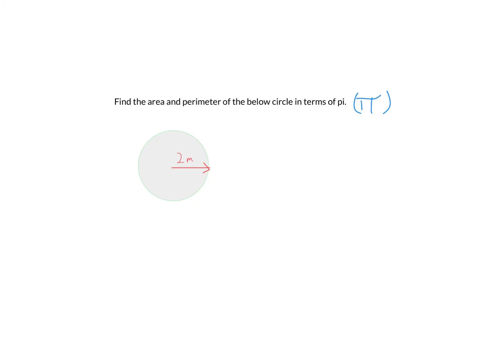Okay, this time they want us to find the area and perimeter of the circle in terms of pi. So they haven't asked us to put in a 22/7 or a 3.14. They want us to leave the answer in terms of pi. So this is a little bit different, but I'll show you what it looks like. Again, if we want to find the area, write out the formula for area. Area is pi times the radius squared. This is in your log tables.